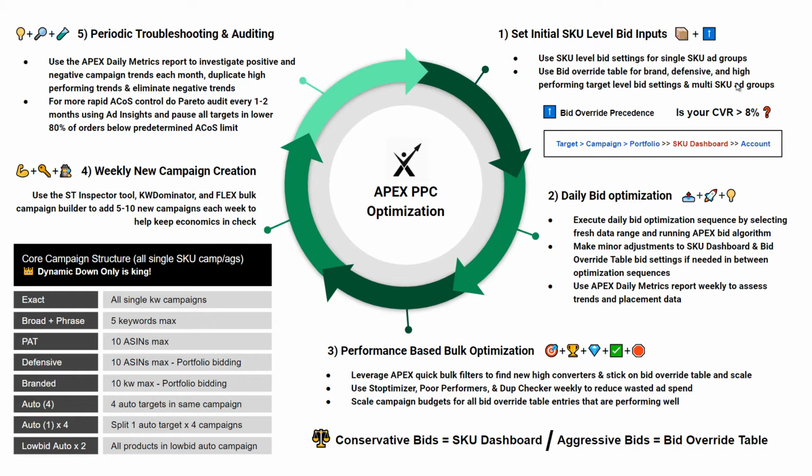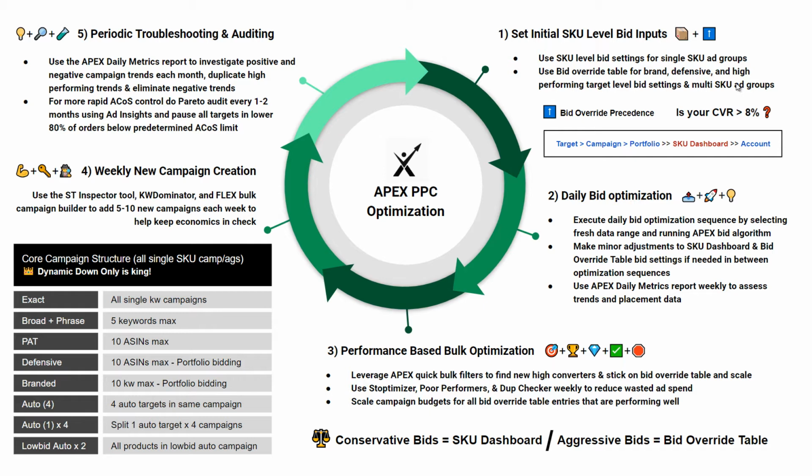And the nice thing about those, and branded as well, is they're usually going to do well. So you can reduce the amount of data you're assessing by grouping things, and that's another thing the bid override table is nice for. Stoptimizer, poor performers, dupe checker. There are various tools focused on reducing wasted ad spend, and those can make a significant impact throughout the week, and you'll notice significant improvements month to month as you start to utilize those tools.